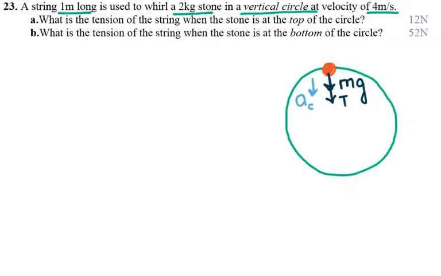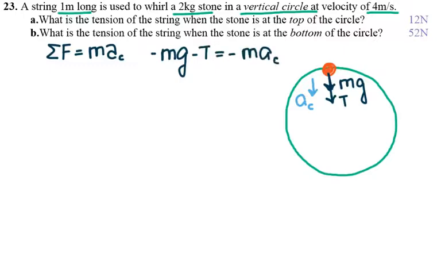So I'm going to write Newton's second law, where the sum of all the forces, or the net force, is equal to ma. In this case, it's circular motion, so it is centripetal acceleration. The forces acting down are both negative: negative mg, negative tension, equals negative mac, because every single one of them is pointing down. I'm going to choose negative direction down and positive direction up.